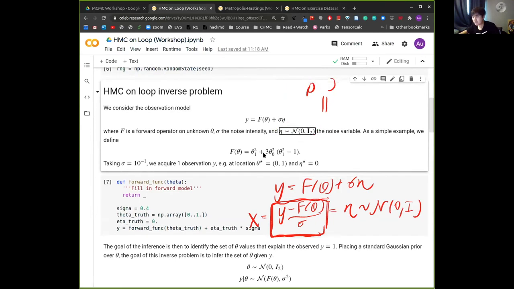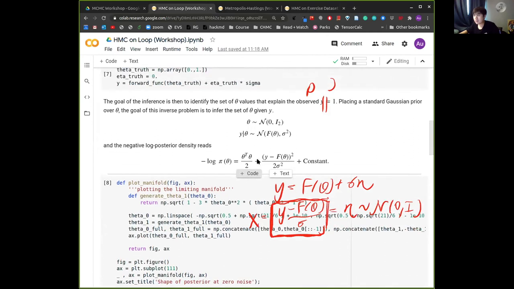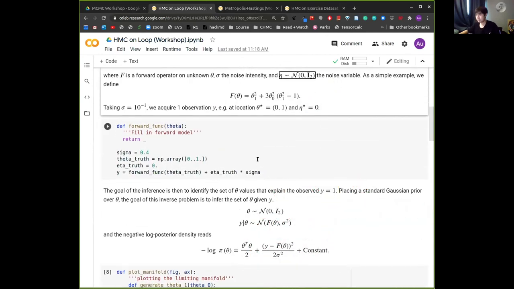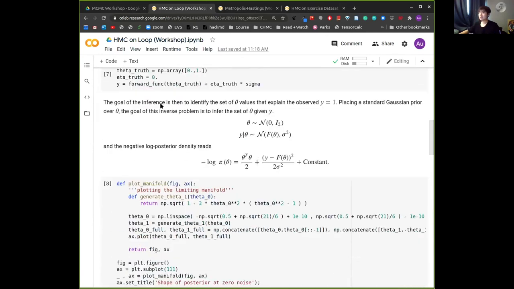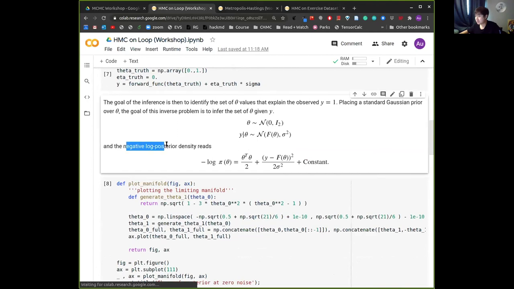So similarly, did I actually write my answers at the bottom? I wrote it here, so you can just type it in really. So the goal of the inference is to identify the theta values given observation y equals 1. Placing a standard Gaussian prior over theta, the goal of the problem is to infer the set of theta. I think I just repeated myself here. So the potential energy, or the negative log posterior, reads in this way.